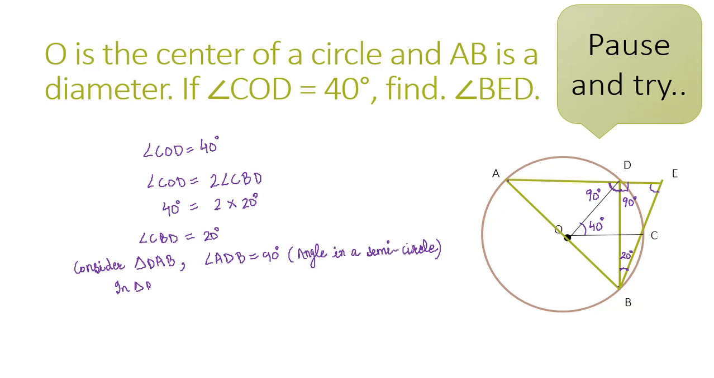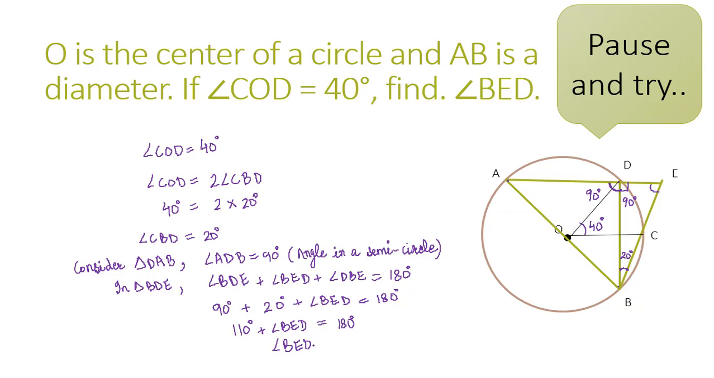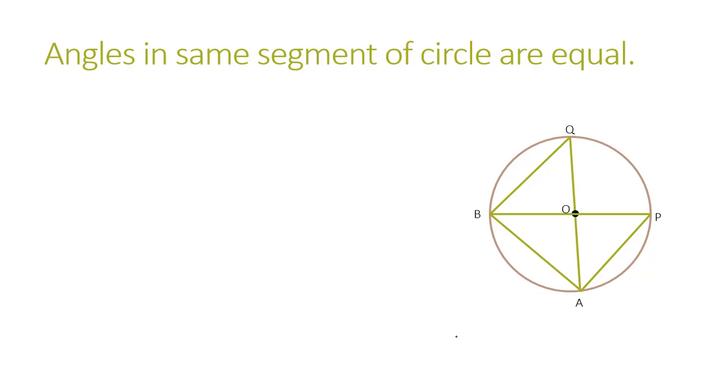So in triangle BDE, angle BDE plus angle BED plus angle DBE. The sum of all the angles in a triangle is 180 degrees. Putting the values, we get 90 degrees plus 20 degrees plus angle BED. Taking 110 to the other side, we get the value of angle BED equal to 70 degrees. This will be our answer. Let's move on to the next theorem.